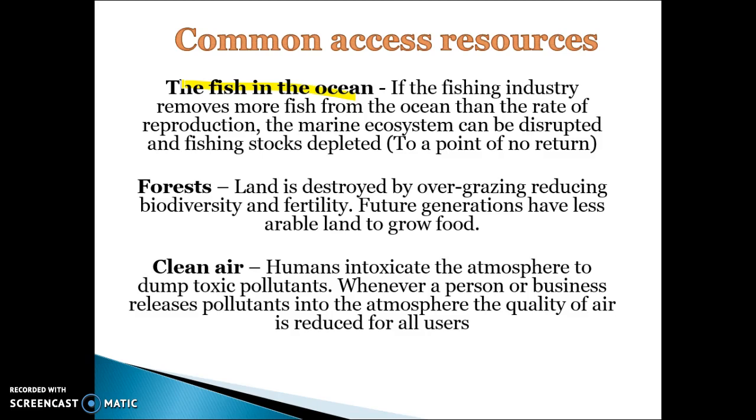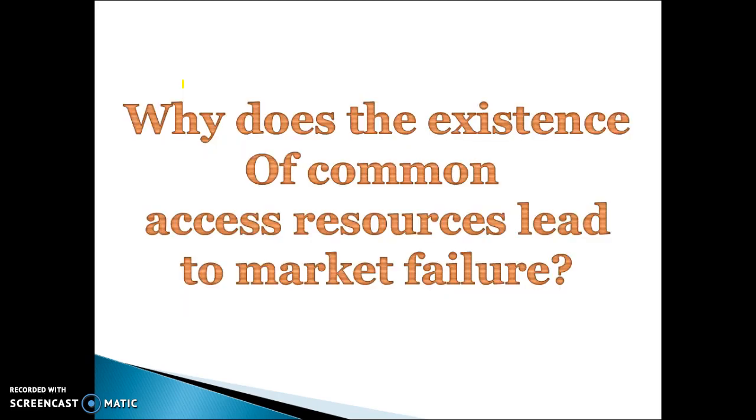Secondly, forests. Land is destroyed by overgrazing, and that can reduce the biodiversity and fertility, so future generations can't grow as much on that land. And thirdly, clean air. Clean air is a really important common access resource because it can be linked to climate change. When we dump pollutants in the atmosphere, that can lead to reduced quality of air for all other users, particularly future generations.